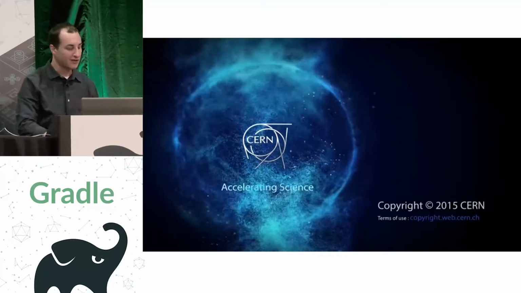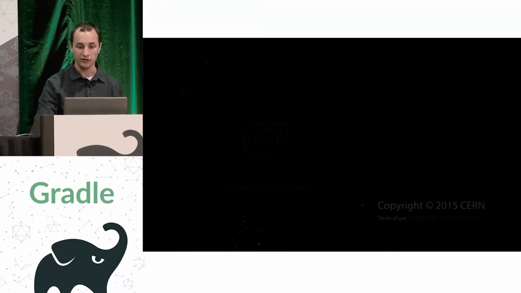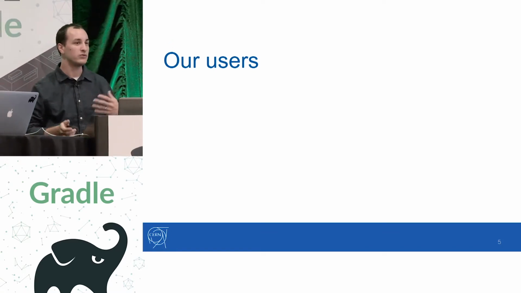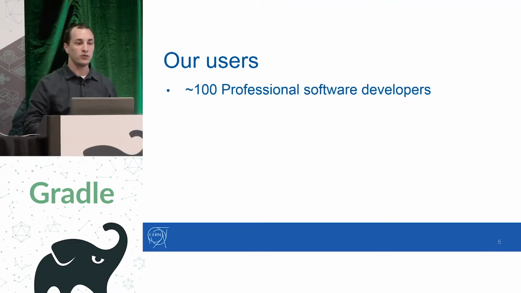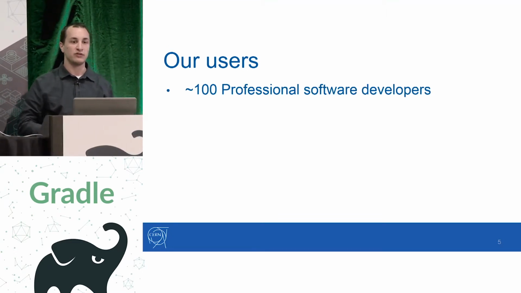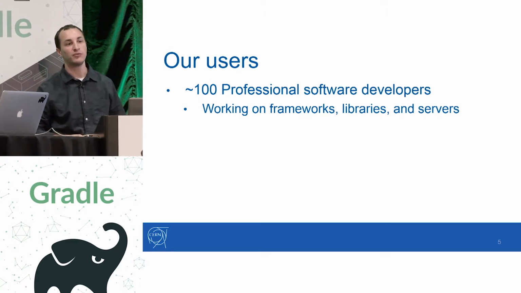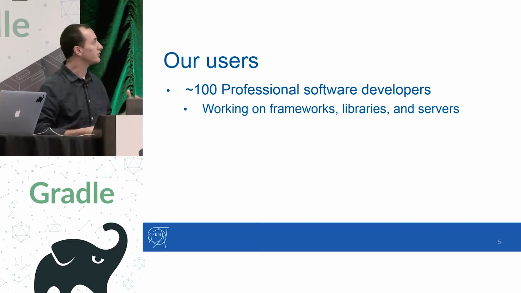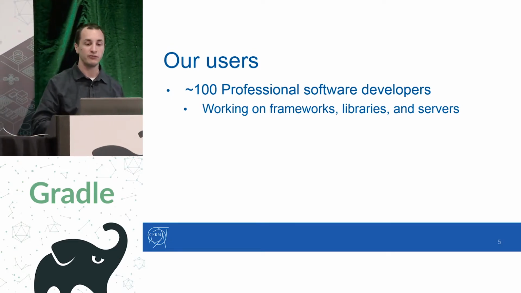So, that's just a very brief intro of what's going on at CERN. But to give you an idea what users we are dealing with as a development tools team: we have around 100 professional Java developers. Of course, they are working on the frameworks, core libraries, and the server applications that help control and make the Accelerator Control System work.